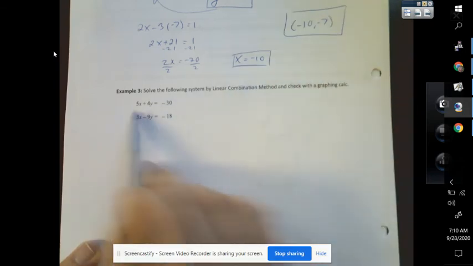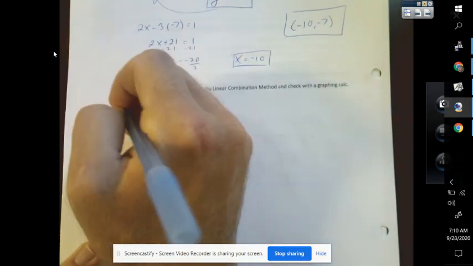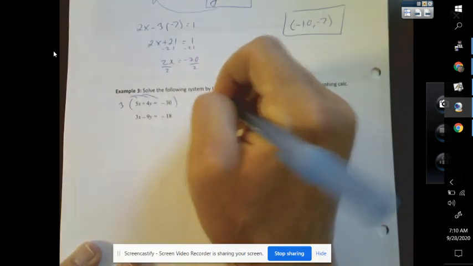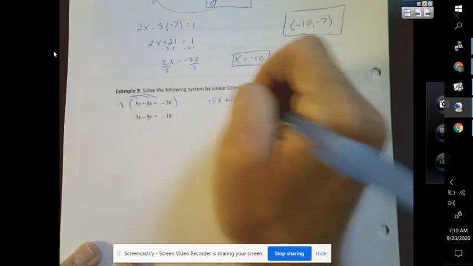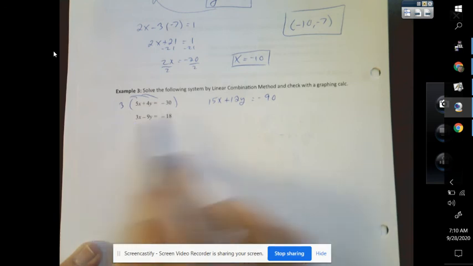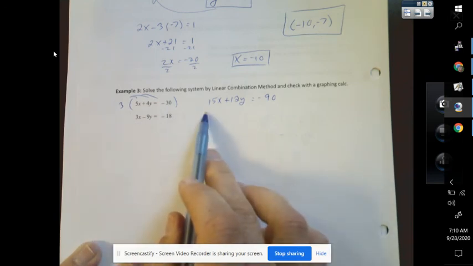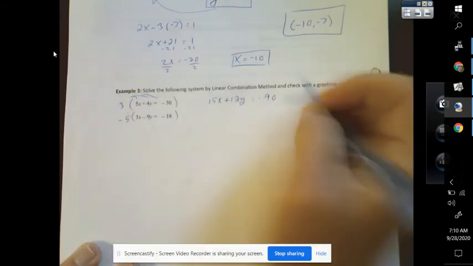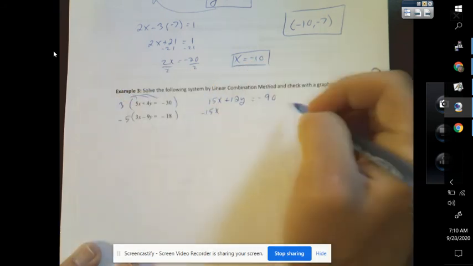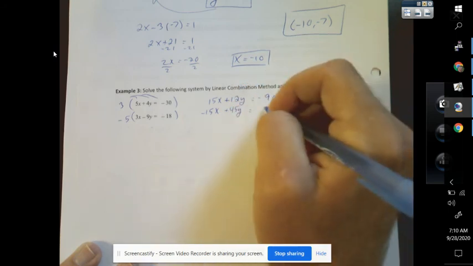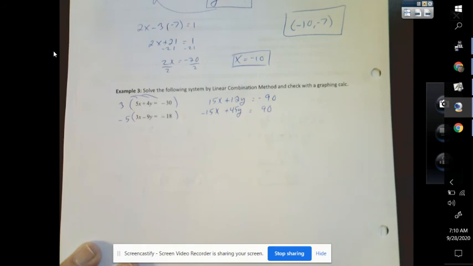So I'm going to multiply the top equation by 3. Everything I'm going to multiply by 3. This gives me 15x plus 12y equals negative 90. Now I'd love to turn this positive 3x into a negative 15x because then it will cancel out. So I'm going to multiply the bottom one by negative 5. Negative 15x plus 45y equals positive 90. Let me double check there. Cool.